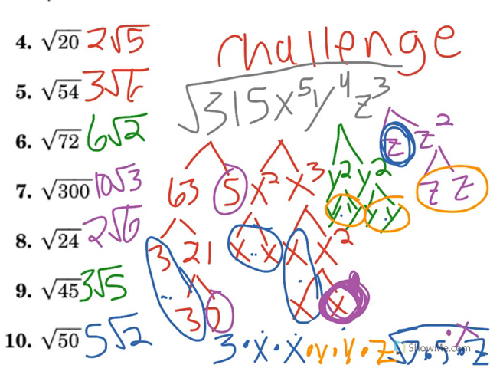We see on the outside, our only number is a 3, so we have a 3 on the outside. That'll be our coefficient. We have x times x. Well, x times x is x squared. We have y times y. Well, that's y squared. We have just a z, so that's just z. Now, on the inside of the radical, we have 7 times 5, which is 35.